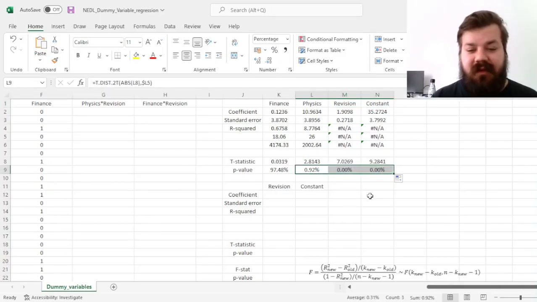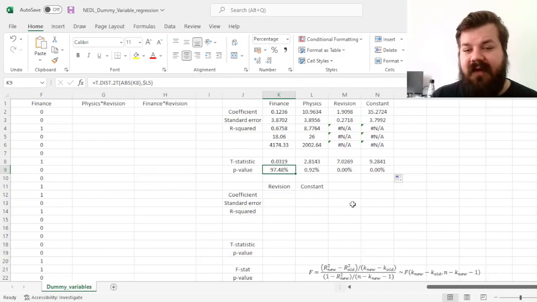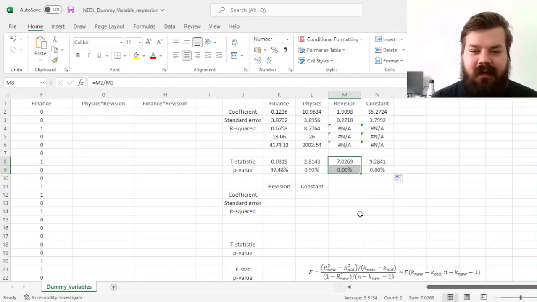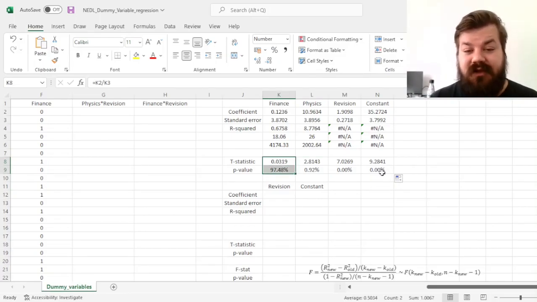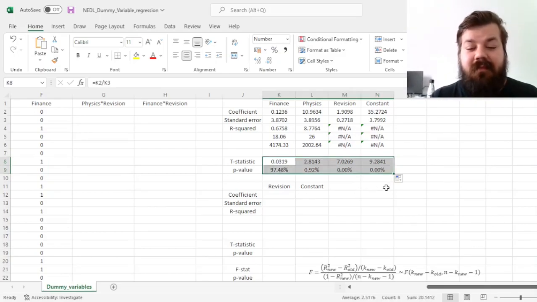Those p-values are less than 1%, whereas the finance coefficient is statistically insignificant with a p-value that's very high, meaning that revision indeed does matter for exam performance. That's something that we expect to see. Physics students do outperform their economics counterparts, as this particular t-statistic is positive and significant, whereas finance students do not perform particularly differently to their economics counterparts. And that is quite an obvious and streamlined explanation of this hypothesis testing process.